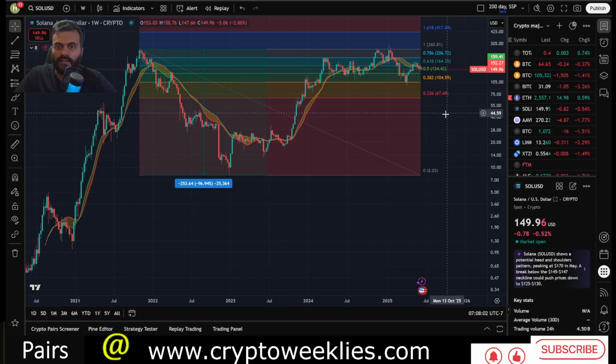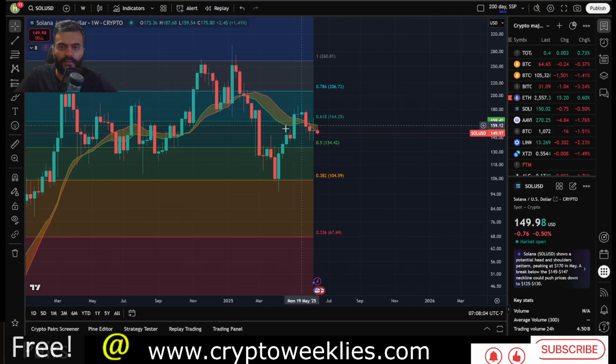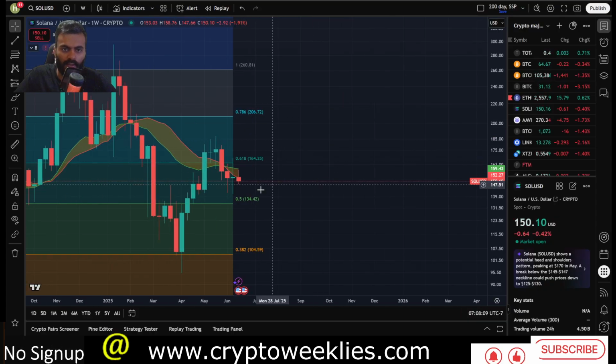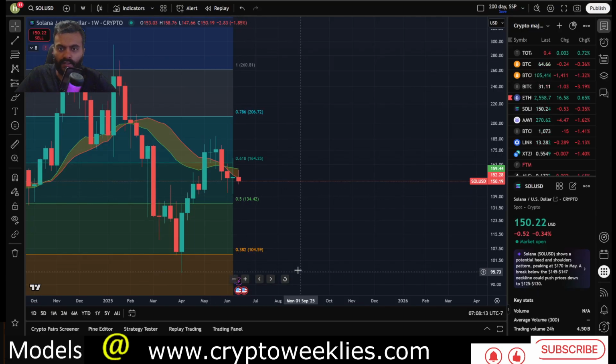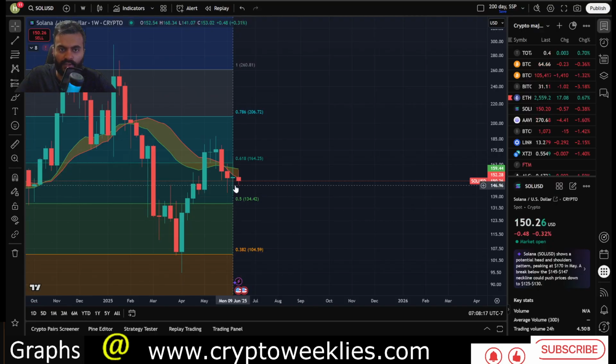That represents a move back from the 20-week moving average highs. Now the prices are lower than the 21-week exponential moving average, but slightly higher than the 20-week simple moving average. The simple moving average is coming in at around $150, whereas the exponential moving average is at around $160, roughly speaking.